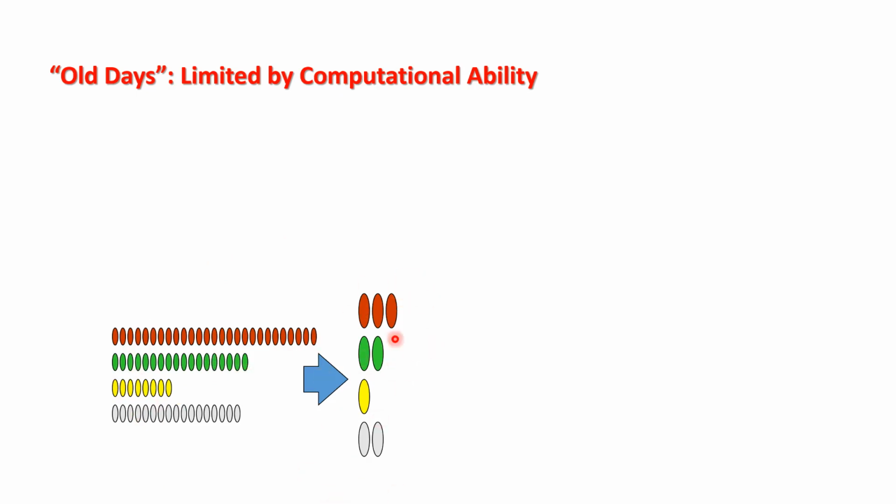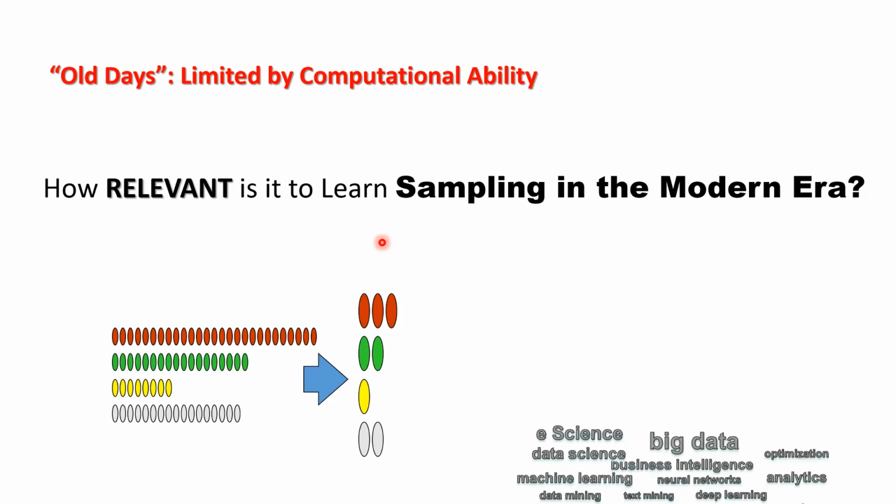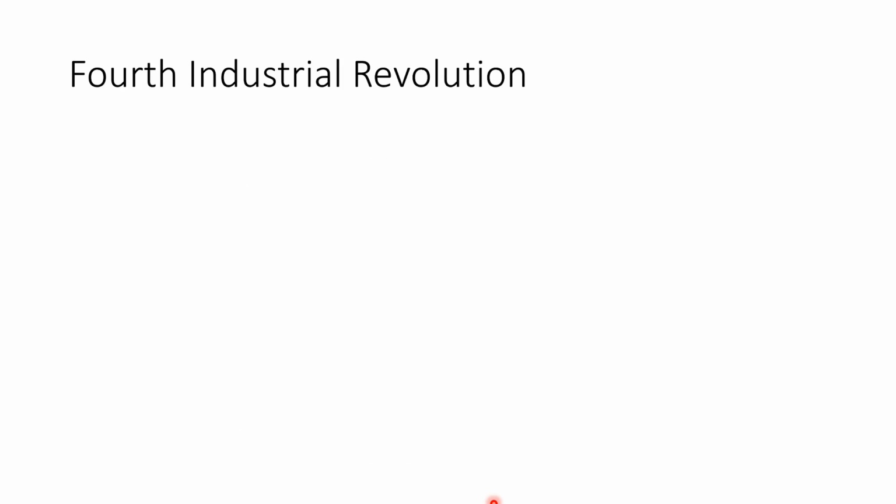So when there was limited computational facility, it made sense to work with different ways of reducing your data, in particular sampling being one of those ways. Now the question arises, how relevant is it in this day and age to still sample? Is it necessary? Why would one sample? You've heard about data science, big data, and so on. We have masses of data now, but we also have much better computational facilities than we had in the old days. So let us look into how necessary it is in this day and age to sample.